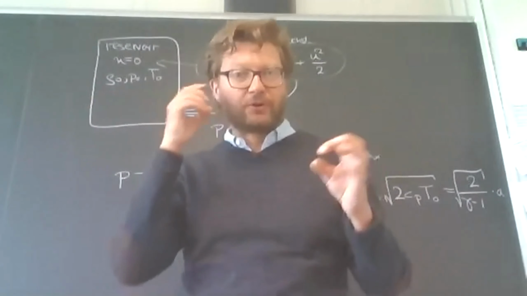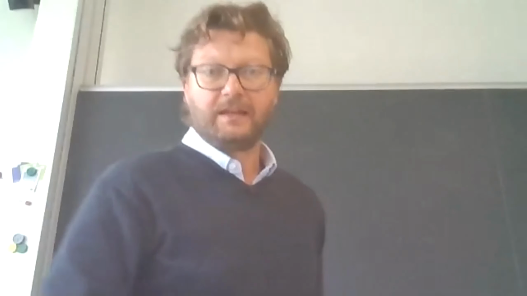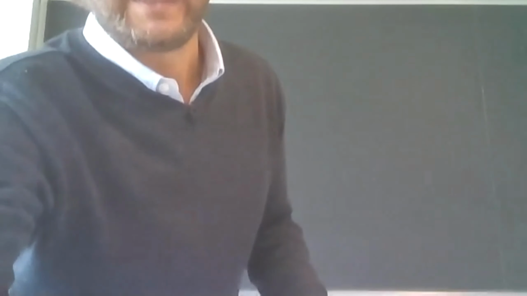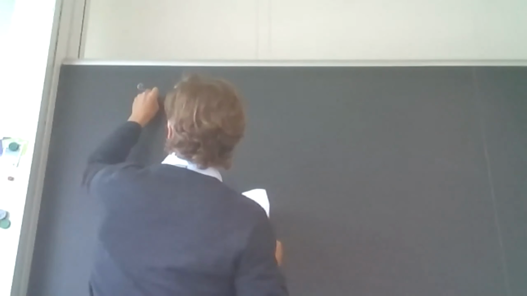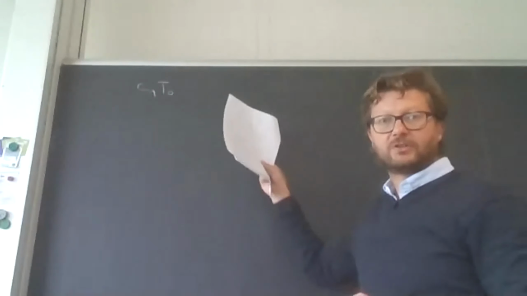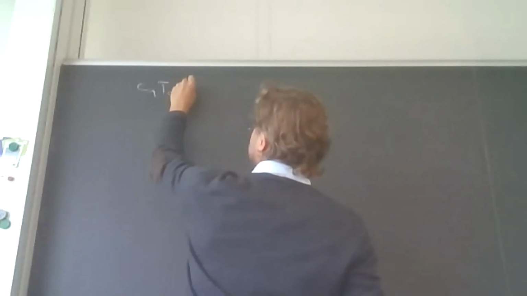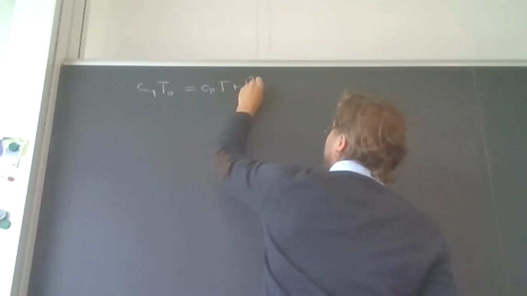So this energy transfer is something quite interesting, and we can play with that. And let's look at this a bit more in detail. Let's do this on the other side of the blackboard. Let me write down again the energy conservation law. So what we just had before was Cp T naught, the total energy in the stagnation state in the reservoir, equals Cp T plus U squared divided by 2.